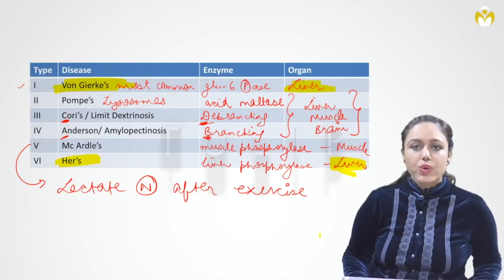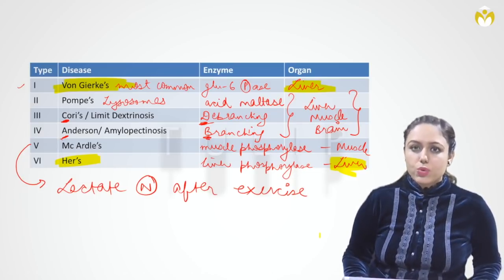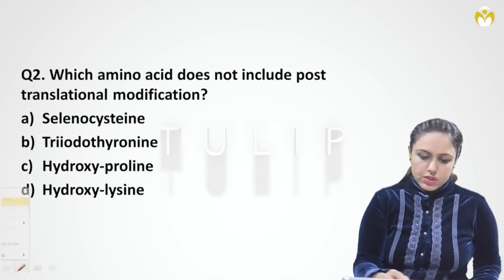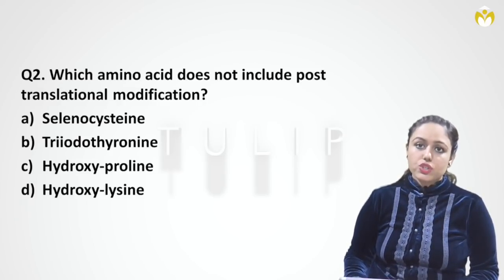That's why severe hypoglycemia and ketosis occur in type 1. Ketosis does not occur in type 2 patients. Right? So the next question is, which amino acid does not include post-translational modification?